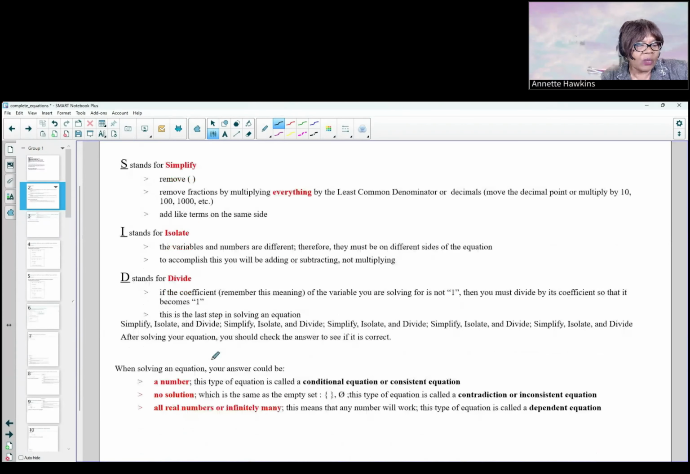Okay. Now, when we solve the equation, we either get a number, which is a solution. This is going to be what we call a conditional equation or a consistent equation. We could get no solution, which is the same as the empty set, or we can get all real numbers or infinitely many. Okay.